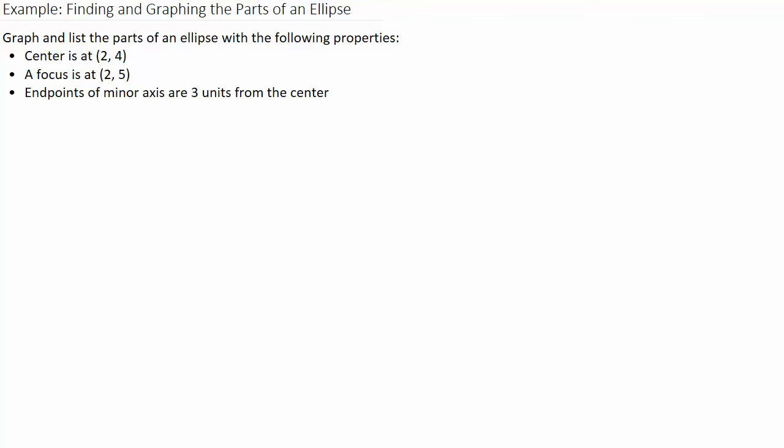So let's get started here. And I just realized I had a typo here. The focus is at (2, 9), not (2, 5), okay?